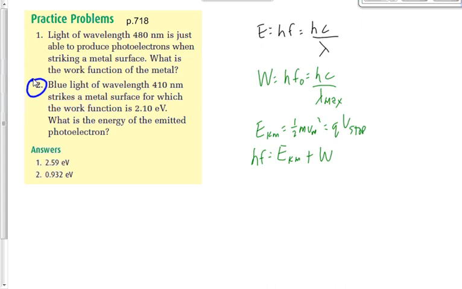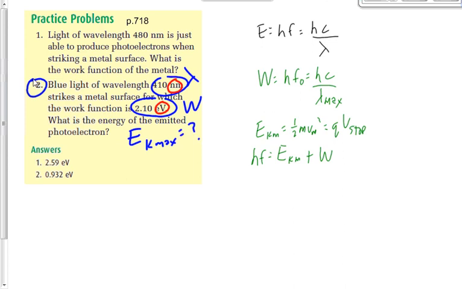Blue light of wavelength 410 nanometers. That's our wavelength. We keep circling this nanometers because it's non-standard units, but we're getting pretty used to seeing that, right? Nanometers occurs often when we're talking about light because that's the range of visible light. The work function is 2.10 electron volts. We're going to circle that as well, even though we know that we can often use electron volts. We want to find the energy of the emitted electron. What kind of energy does the electron have once it's emitted? Kinetic. So we're going to look for EK max here, right?